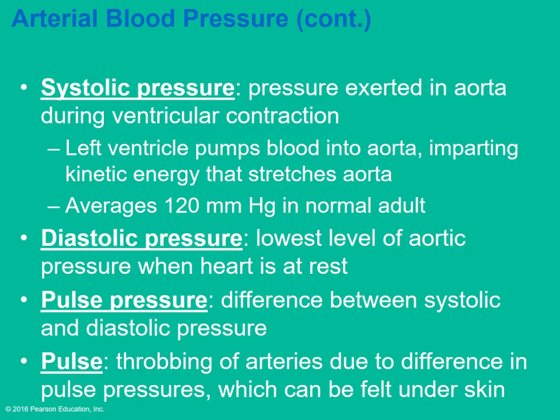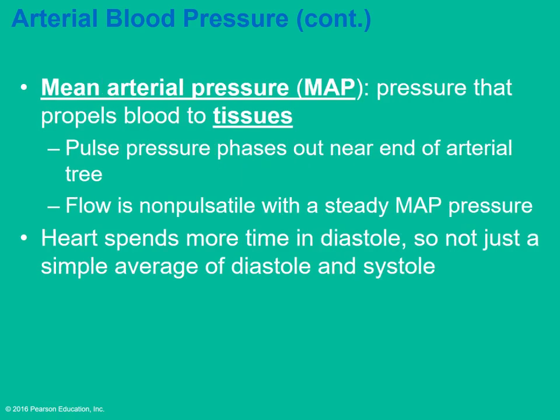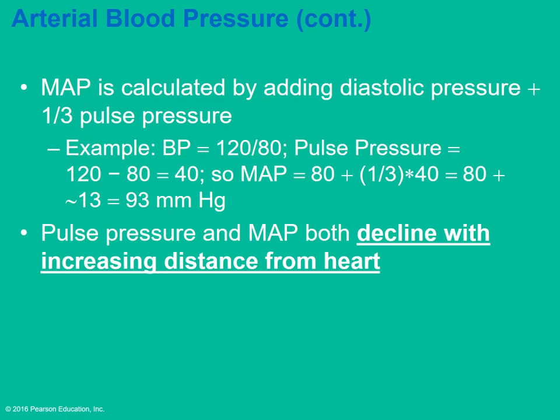The pulse is felt, the throbbing of the arteries due to the difference in the pressures, and certainly you can feel that. Mean arterial pressure is the pressure that's helping to move that blood into the tissues. You can calculate that: take the diastolic pressure and then add a third of what the pulse pressure is. So that's a way of getting additional measurements. Both the pulse pressure and the mean arterial pressure are going to decline the farther away from the heart.